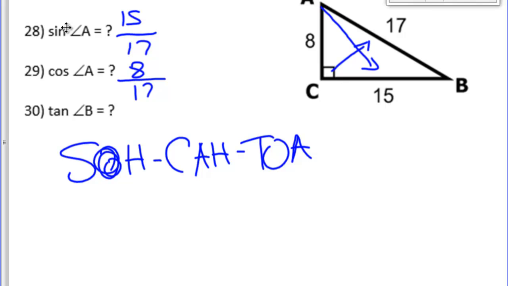Tangent is going to be the opposite over the adjacent. So this time it's the tangent of angle B. So what is the opposite side length? 8. And what is the adjacent? 15. Adjacent just means next to. So if you're unclear, one thing you can do is identify what the opposite side is, what the hypotenuse is, and then that third side has to be your adjacent. And I'm done with 28, 29, and 30.